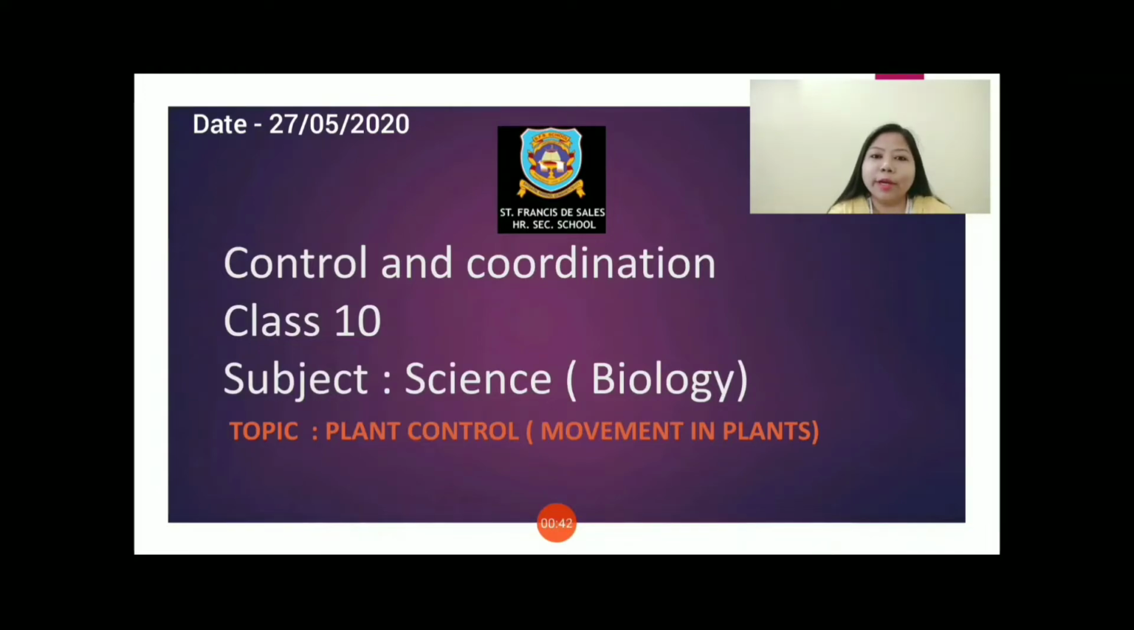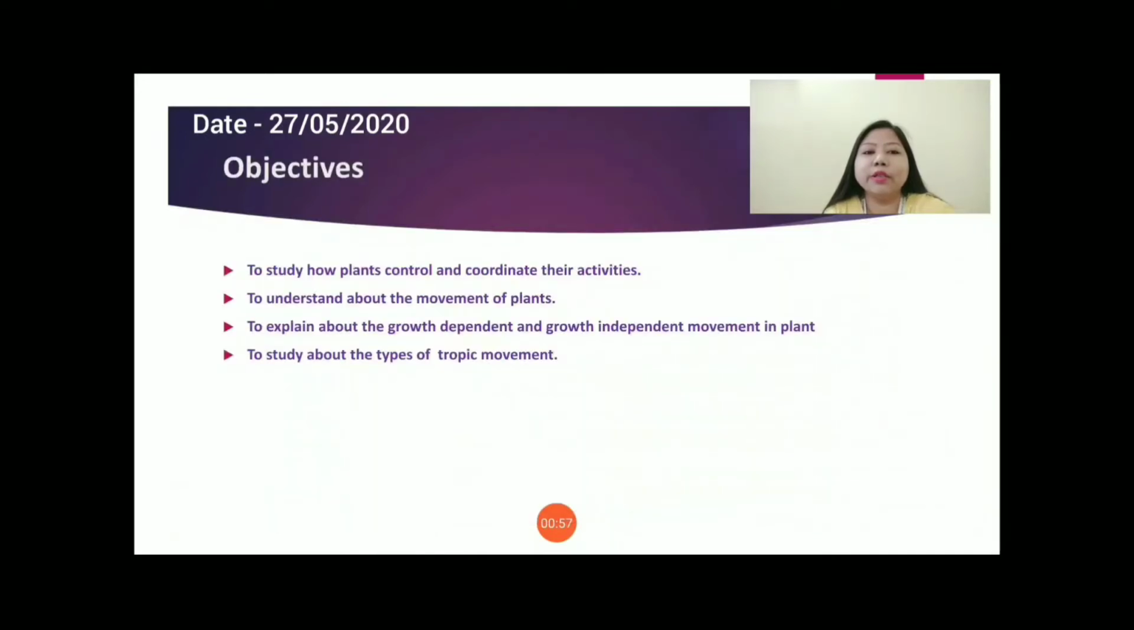We have already completed the animals control and coordination part, and today we'll begin the plant coordination part. Yes, and the topic for today is plant control and movement in plants. So let us look at the objectives of today's class.